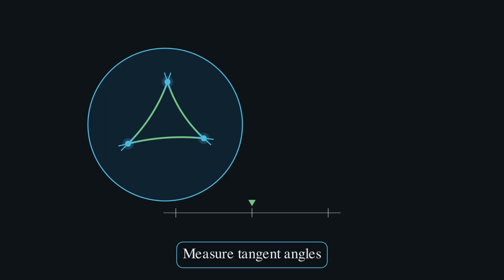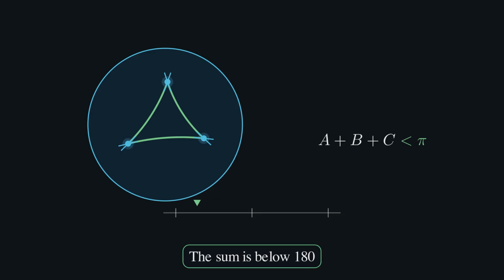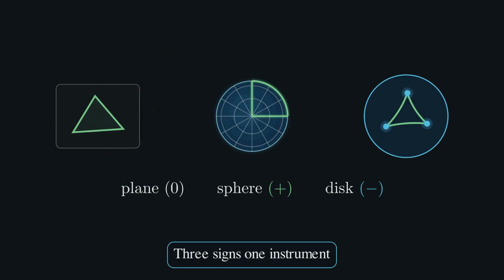Because this disk model preserves angles, read each corner from the tangents to its 2 geodesic arcs at their intersection. The 3 measured angles total less than 180 degrees. Negative curvature produces an angle defect instead of spherical excess. Now place the 3 spaces together. Sphere positive, plane 0, and Poincare disk negative under the same signed meter.